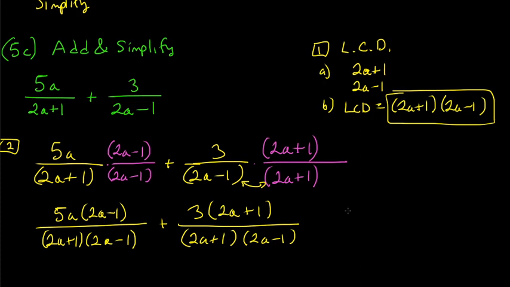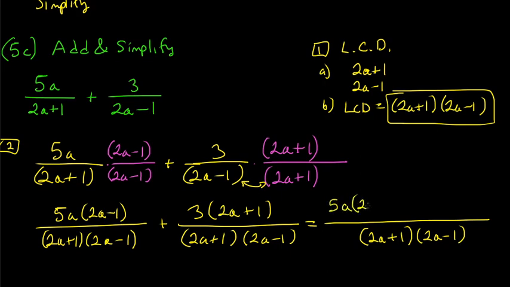Okay, so at this stage you should notice that the two denominators are exactly the same. So all we do now is add the numerators. Keep the denominator. You could multiply it out, but as a general rule, I wouldn't. I would leave it factored, leave it as it is. And then the numerators, we just add those. 5a times 2a minus 1 plus 3 times 2a plus 1.